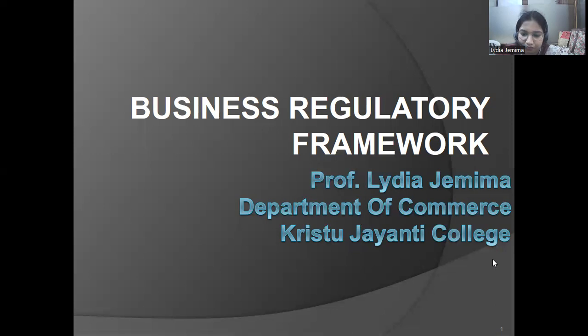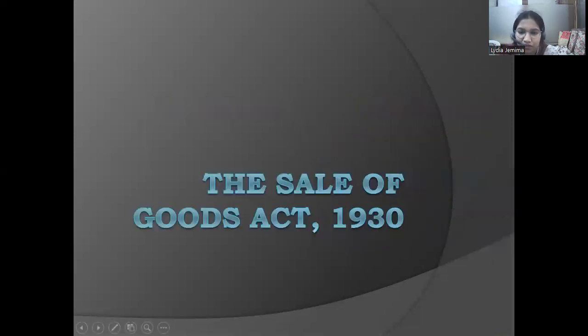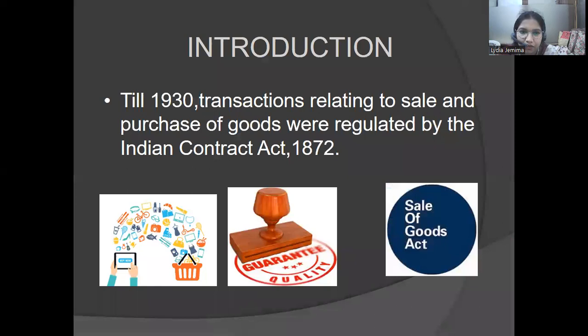Okay, Sale of Goods Act 1930. Till 1930, the transactions related to sale and purchase of goods were regulated by the Indian Contract Act of 1872. As we saw in the previous chapter on the Indian Contract Act, under that only, a subsection was talking about the Sale of Goods Act. The rules and regulations were formulated and given by the Indian Contract Act.